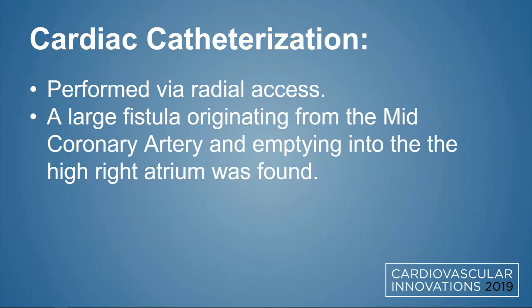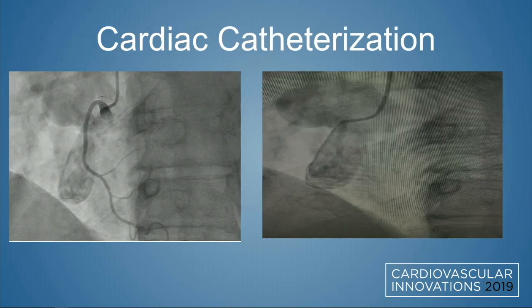Afterwards, the patient underwent left heart cath via radial access. In this view, as we can see here in both views, in the right anterior oblique view, we can see there's a fistula arising from the RCA and draining into the right atrium with aneurysmal dilatation as well. In this view as well, we can appreciate the fistula draining into the right atrium.